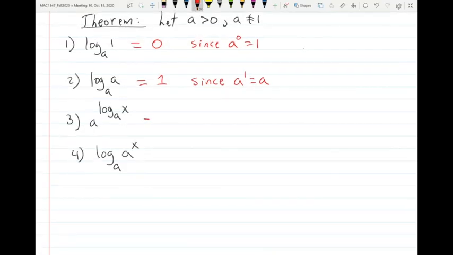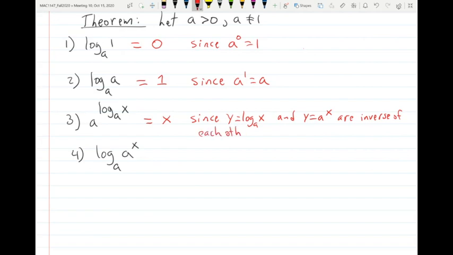Okay, how about number 3? Number 3 is similar to a situation that we encountered earlier today with the e and ln. Right? So what is this? Very good. So this is equal to x. And why is this? Because remember, the log and exponential are inverse to each other. So if you want to justify this, we can say, well, because the function log base a of x and the function a to the x are inverse of each other. That's really the reason, right?